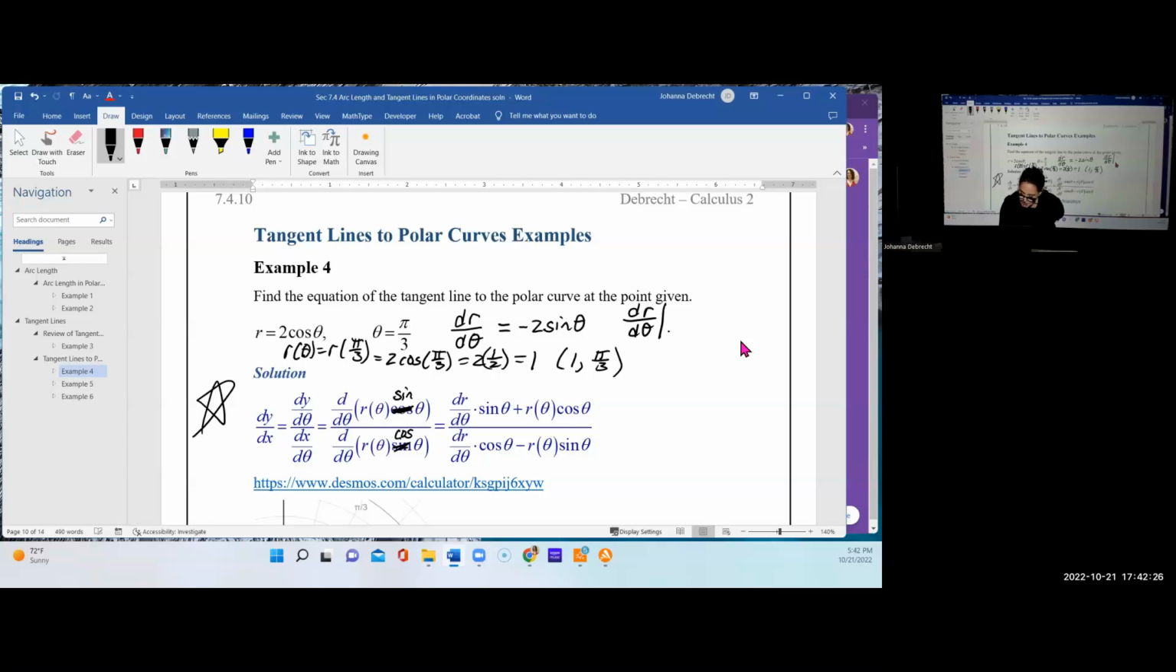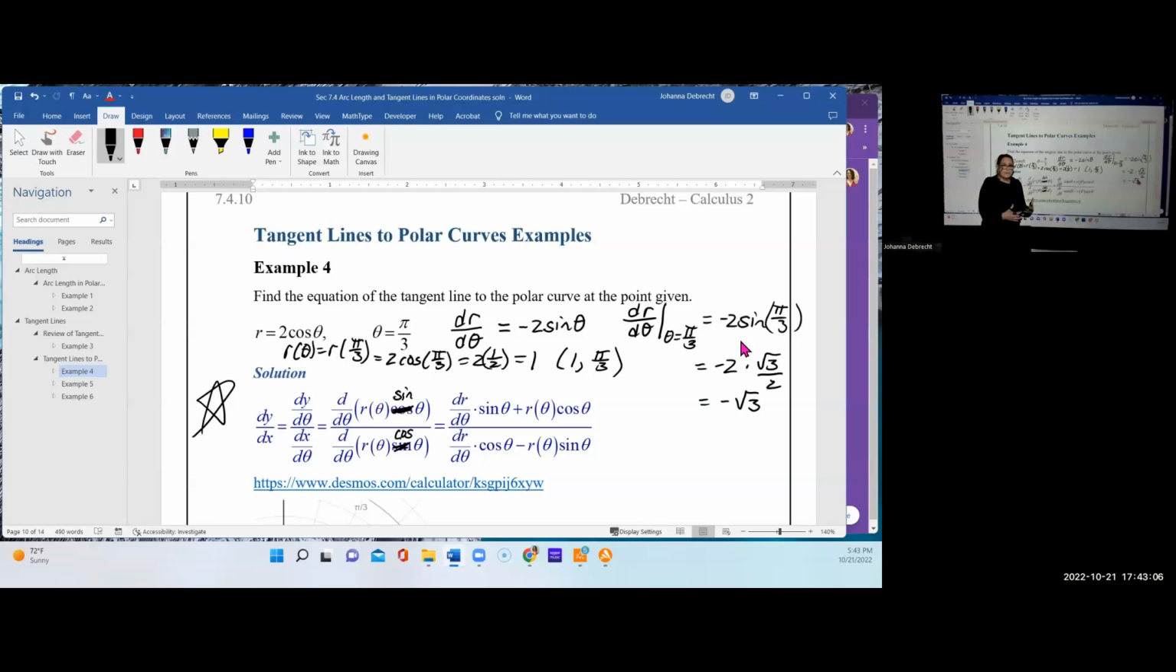So dr/d theta, when theta equals pi over 3, is equal to negative 2 times the sine of pi over 3. And the sine of pi over 3 is the square root of 3 over 2. So I get negative 2 times the square root of 3 over 2. The 2's cancel, and I get negative the square root of 3. So everywhere I have dr/d theta, I'm going to substitute negative root 3. What I'm getting is dy/dx evaluated at that one point. So I'm not getting a general formula this time. I'm getting the specific value.